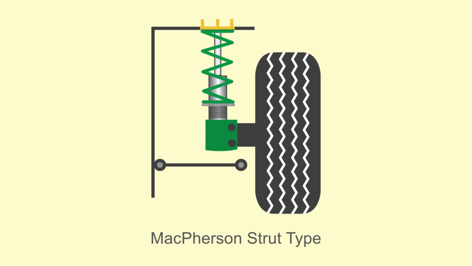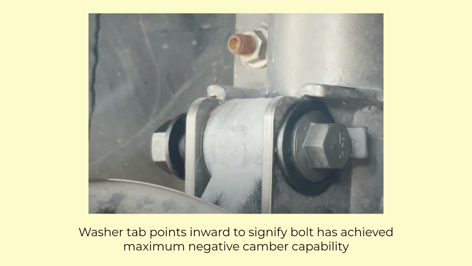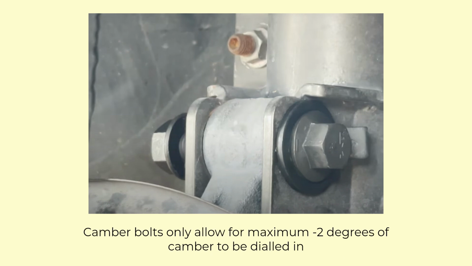Otherwise, your car will probably have a McPherson strut front, and in this case, you would have to use camber bolts. You can replace the upper strut bolts with camber bolts, and dial in negative camber by turning the camber bolts so that the eccentric lobes push the top of the steering knuckles inward towards the vehicle. However, camber bolts typically only allow for roughly 2 degrees max.